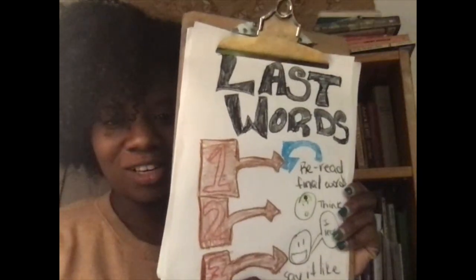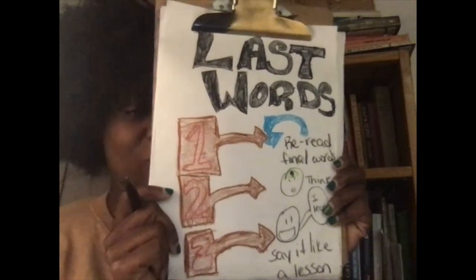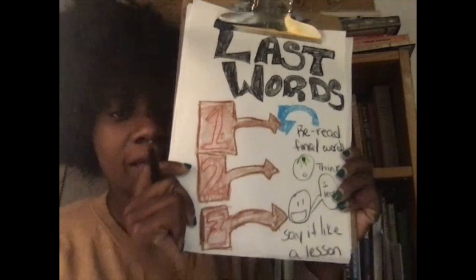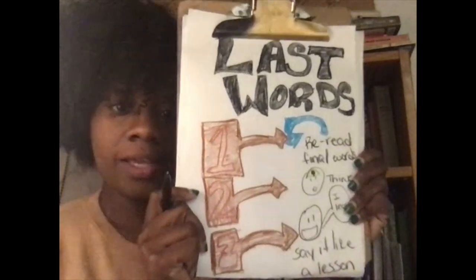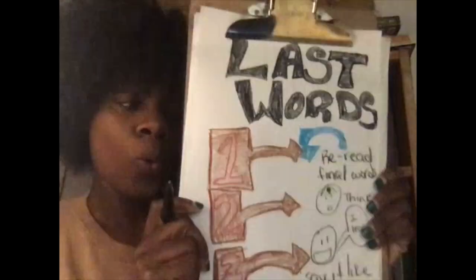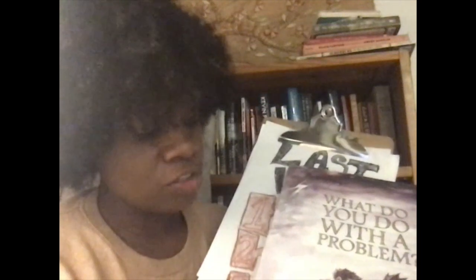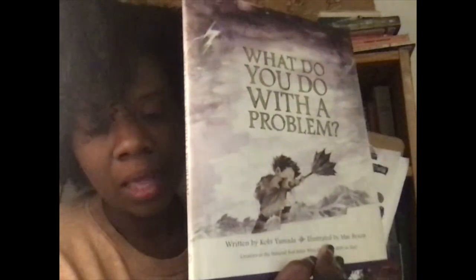Good morning, readers. Today, before we read our book for the day, I want you to take a look at this anchor chart that Ms. Jackson made for you. We are reading a book titled What Do You Do with the Problem? Written by Kobi Yamada and illustrated by Ms. Jackson.